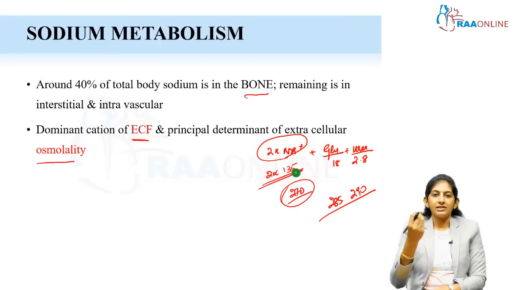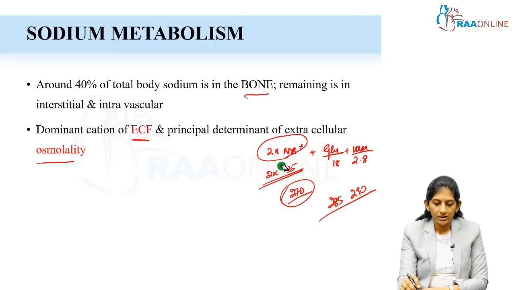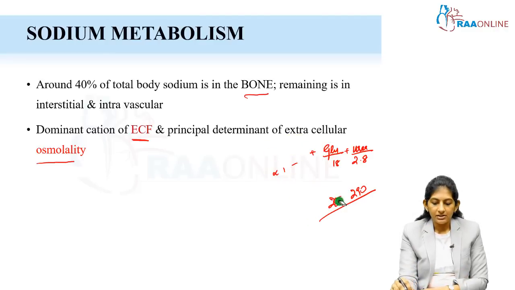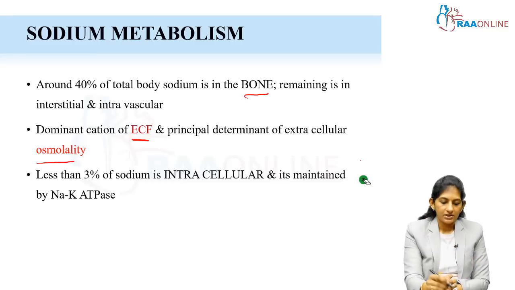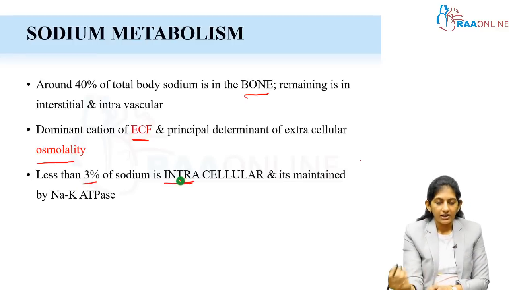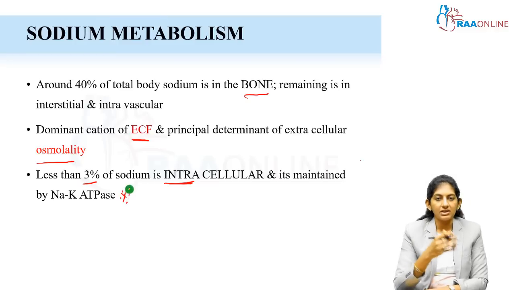So if sodium rises, water will come along with it; if sodium falls, then water also will get lost. So sodium will pull water wherever it goes. You can remember that, or just remember it is the principal determinant of extracellular osmolality. Predominantly you know it is extracellular, only 3% is intracellular. And why this extracellular and intracellular presence of sodium and potassium? It is because of the pump, which is your sodium potassium ATPase pump. This maintains the voltage gradient or the electrochemical gradient across the cell.